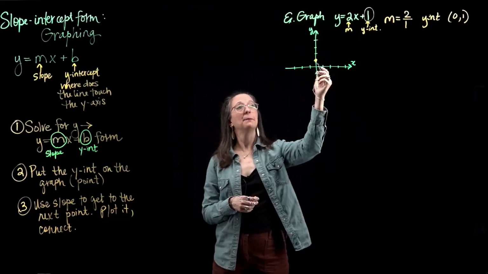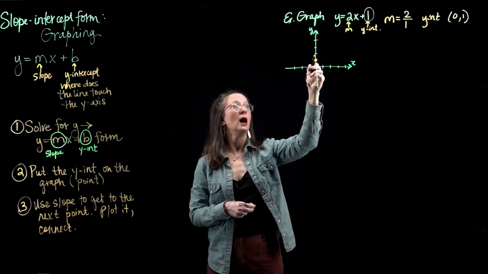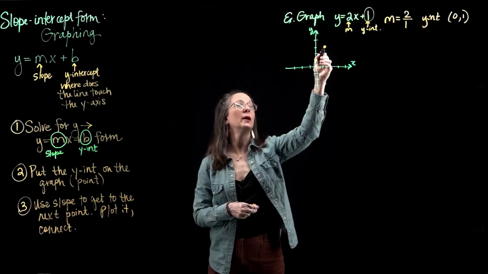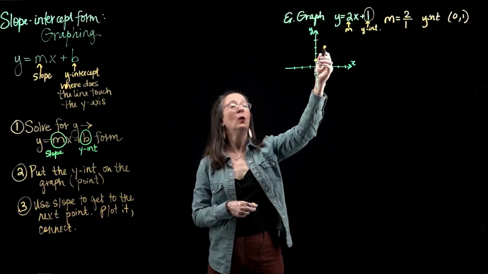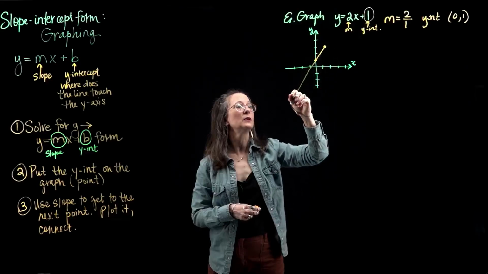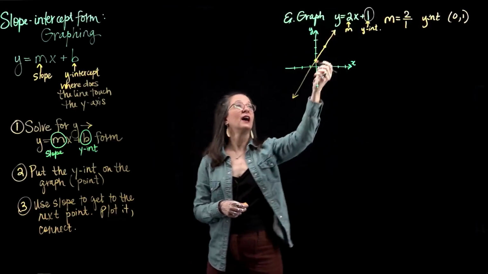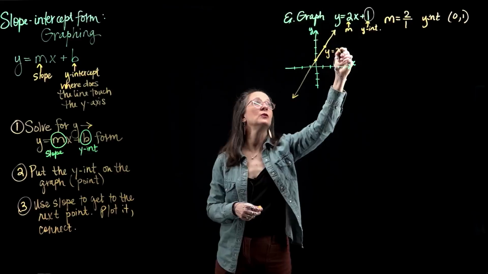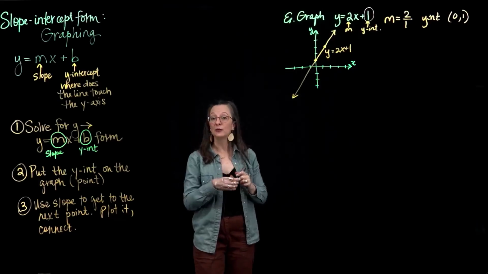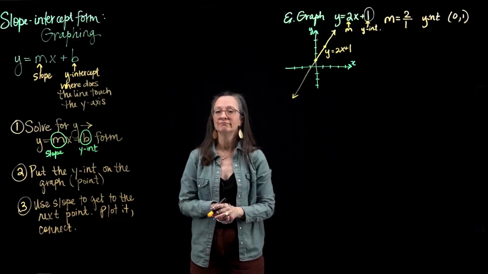Now, from that point, I'm going to use my slope to get to the next point. So we will go up 2, right 1, and place a point. That point will be at (1, 3). And then I will connect them with a straight line to have a graph of the line y equals 2x plus 1. Now your teacher may not require you to label the line on your graph, but I like to, just for good measure.